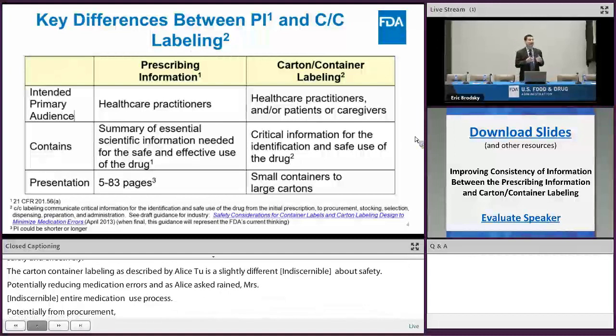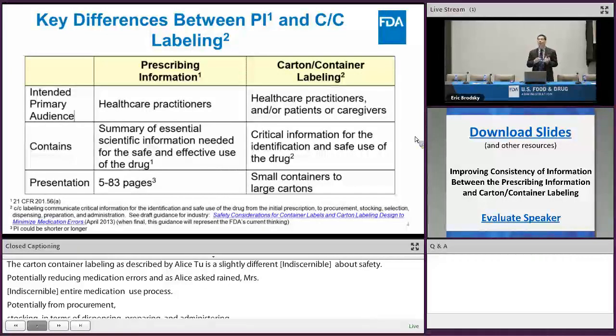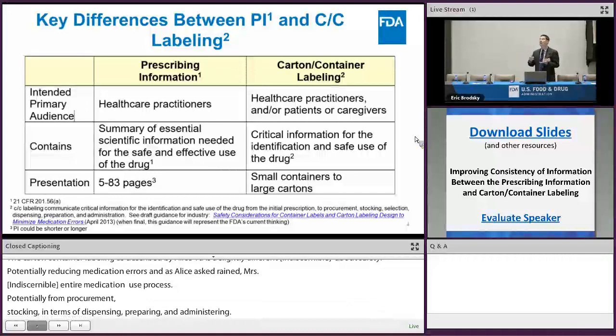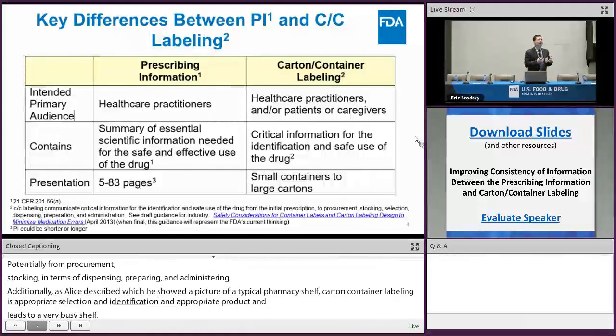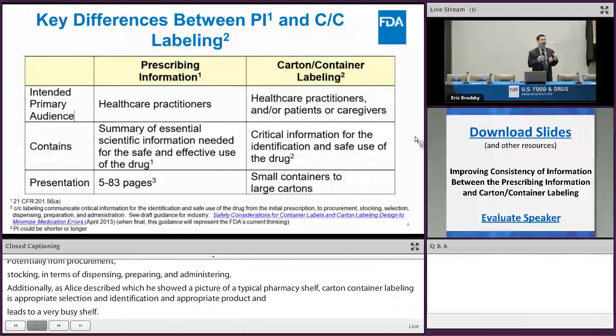Additionally, as Alice described when she showed that picture of a typical pharmacy shelf, carton container labeling is very important for appropriate selection and identification of your appropriate product on a very busy pharmacy shelf. So the differences lead to appropriate inconsistencies between carton container labeling and the prescribing information. Finally, the format of the products or the documents are different.